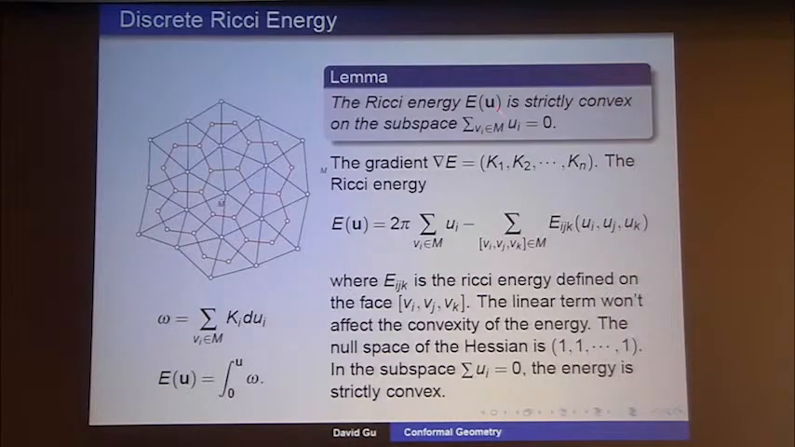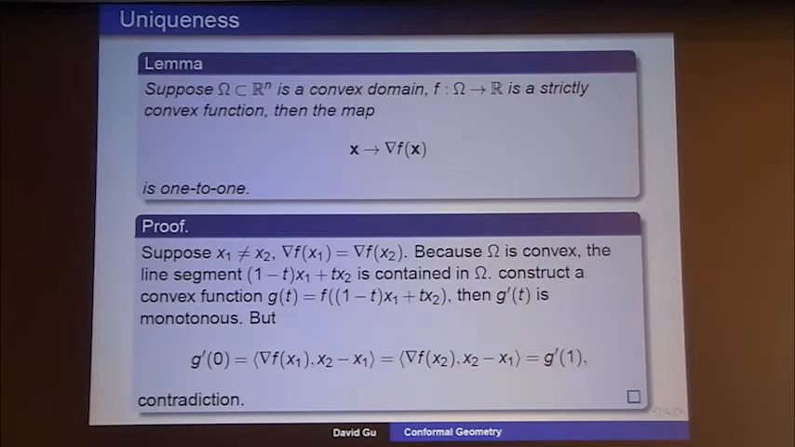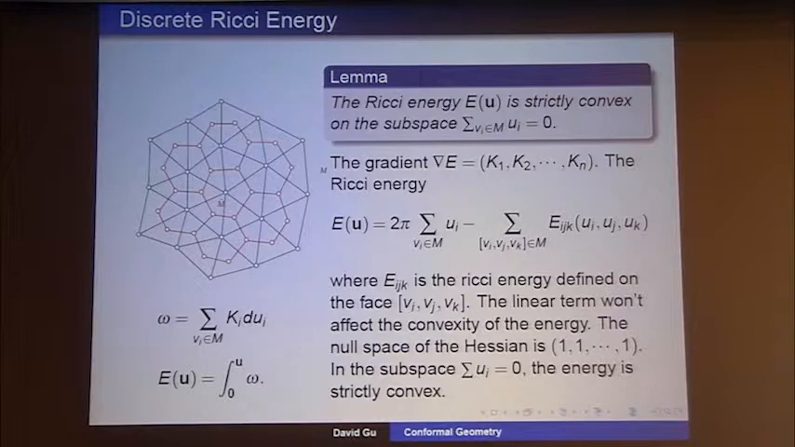Then we generalize this to a triangle mesh. For each triangle, we define this energy. For the whole triangle mesh, we just add all the energies together. So we define a differential one form omega equal to the summation over all the vertices of the Gaussian curvature multiplied by dui. So this is the one form. Integrating this one form, we get the energy. Then similarly, we can prove that this energy is convex.